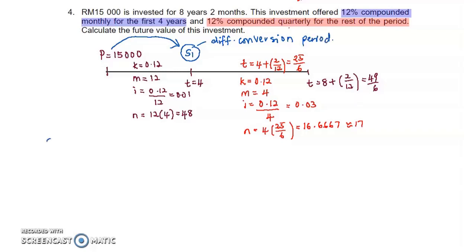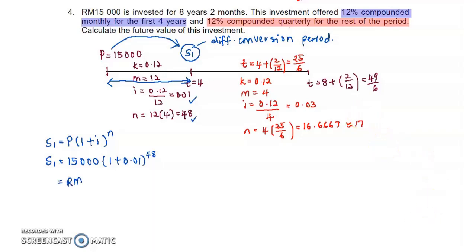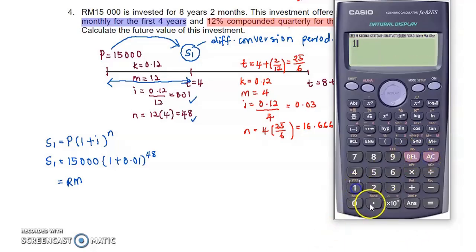So how to calculate S1? S1 equals P times (1 plus I) to the power of N. So principal 15,000, times (1 plus I). So now we are calculating for this time period, the first 4 years. So I is 0.01 and N is 48. So S1 is RM 1.01 to the power of 48, multiplied by 15,000.